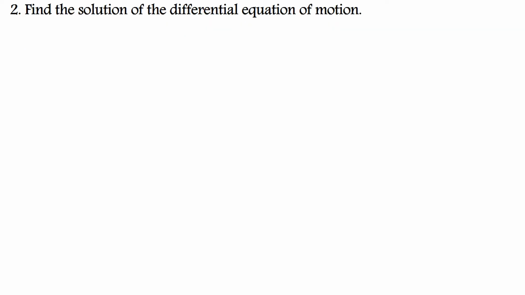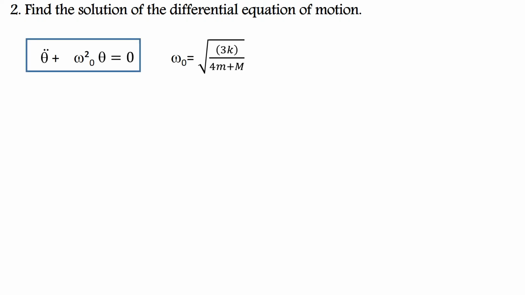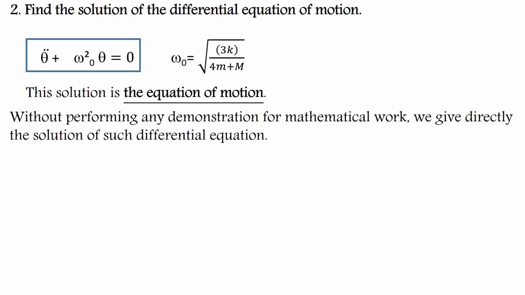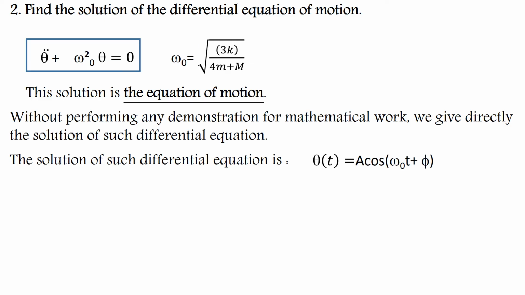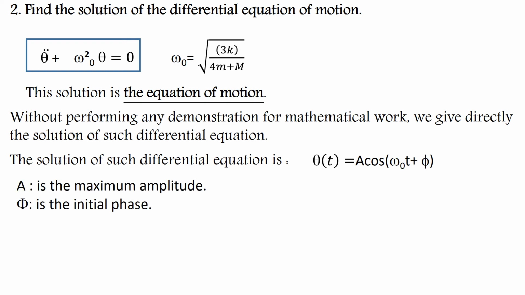Now the second question is the solution of the differential equation of motion. You see, the solution is directly given by A cosine of omega 0 t plus phi. If you want a demonstration, you can see a mathematical work or demonstration of differential equations of motion. Now, A and phi are the maximum amplitude and the initial phase, respectively.